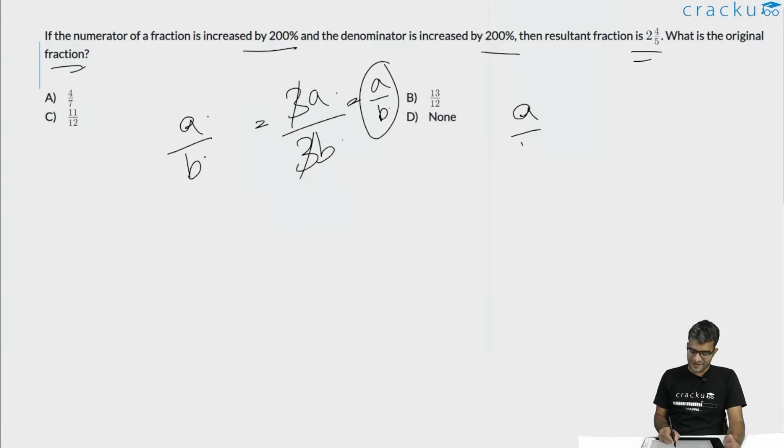We are told that a by b, which is the original fraction, is 2 4 by 5. So the new fraction is equal to the old fraction, which is equal to 2 4 by 5. That is not given in any of the options. So the correct answer is none of the above.